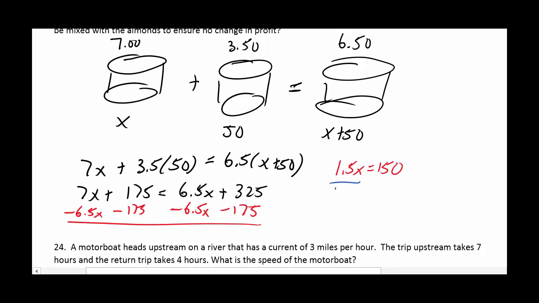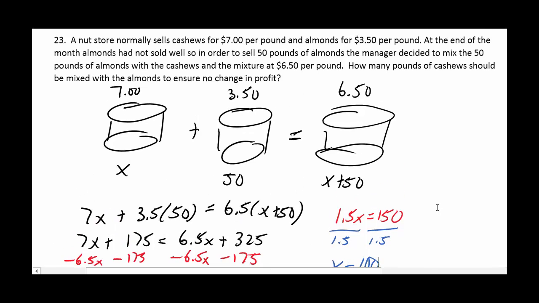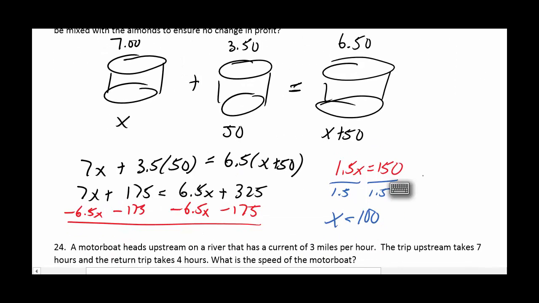And then we'll just divide. So 150 divided by 1.5 is 100. Okay, so they must have added 100 pounds of almonds. I'm sorry, how many pounds of cashews should be mixed? So 100 pounds of cashews to mix with the 50 pounds of almonds to balance this out.